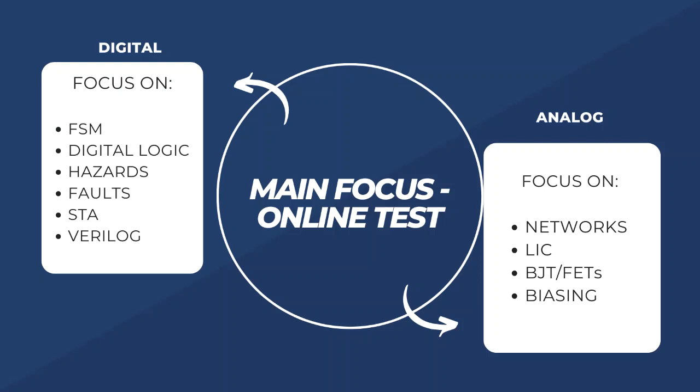The next one was the BJT and FET circuits. Again, it's very important to know the characteristics. So a lot of graph-based questions were also asked in the analog section. So just make sure that you are really good with biasing and the FET BJT circuits. So the online test, apart from these two sections, had a C++ coding section.